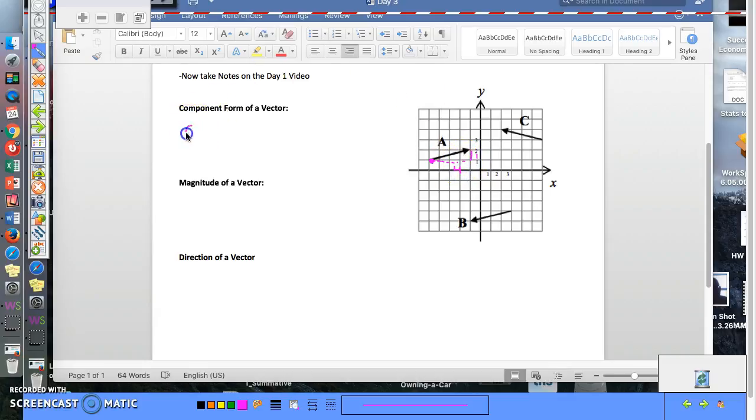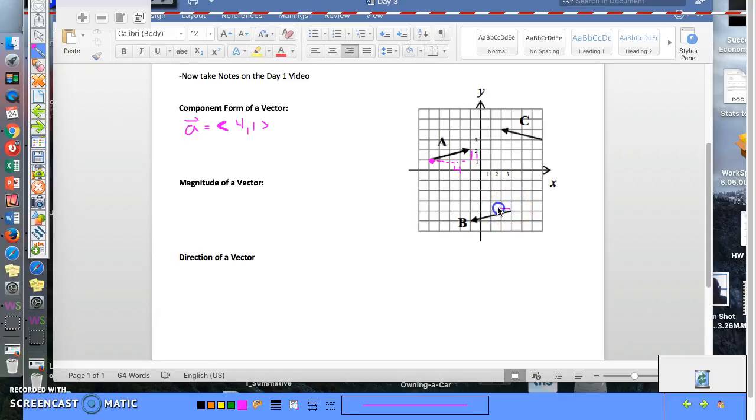So vector A, which you'll notice is in vector form, is written with not parentheses, but that greater than, less than symbol, and then it's your X component, your Y component. So it goes over 4 and up 1.